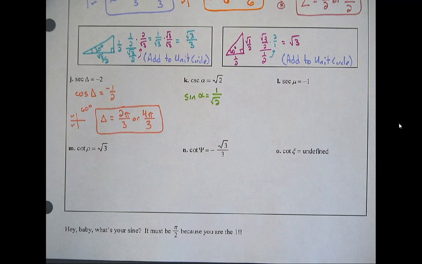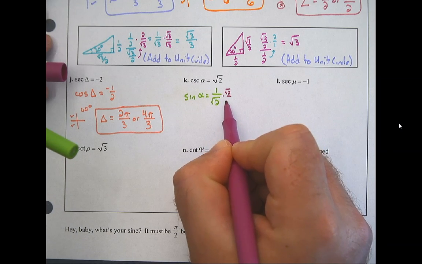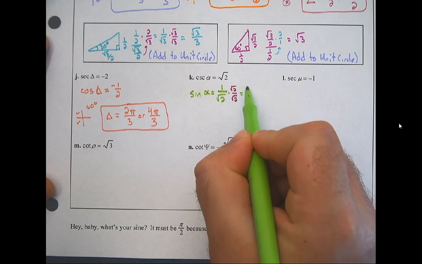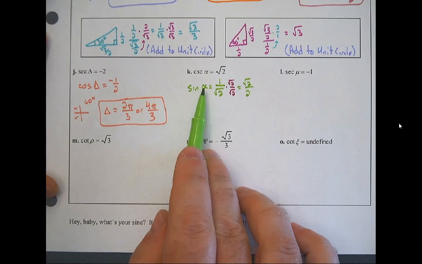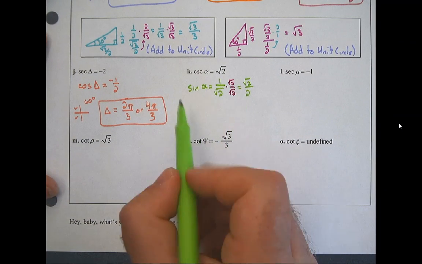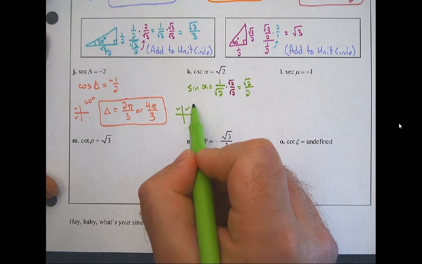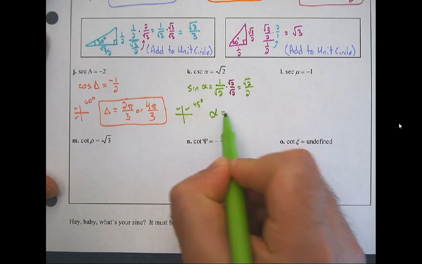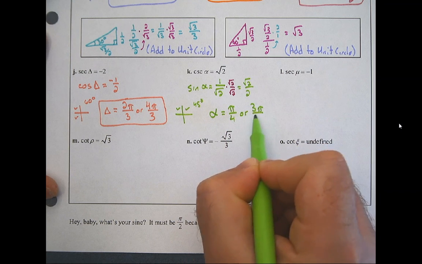Bad news, right? We can't handle 1 over root 2, but we can rationalize it. So I'm going to times this by root 2 over root 2. And we get 1 times root 2 is root 2. Root 2 times root 2 is just 2. So now I have the equation sine of alpha equals root 2 over 2. Sine is positive. Check, check. Sine is root 2 over 2 with a 45. So I'm looking for the 45s that are in that section. So alpha would be equal to pi over 4 or 3 pi over 4.